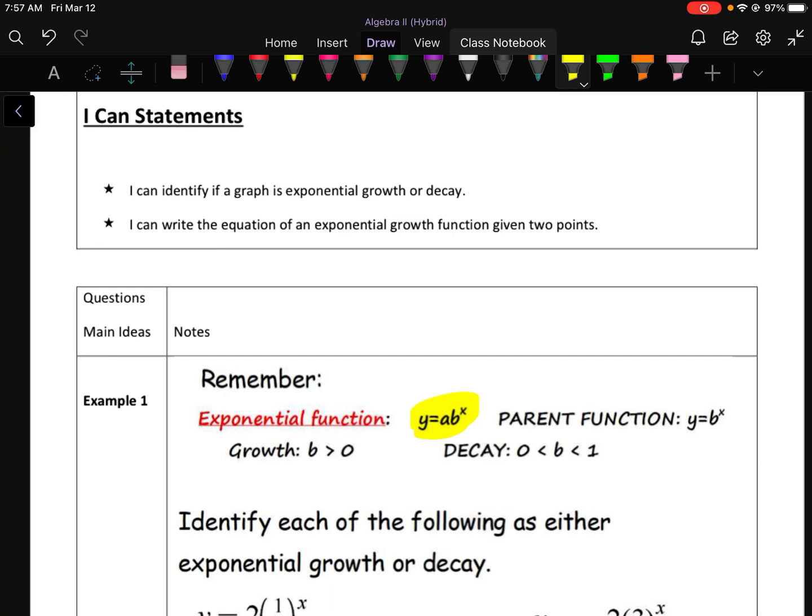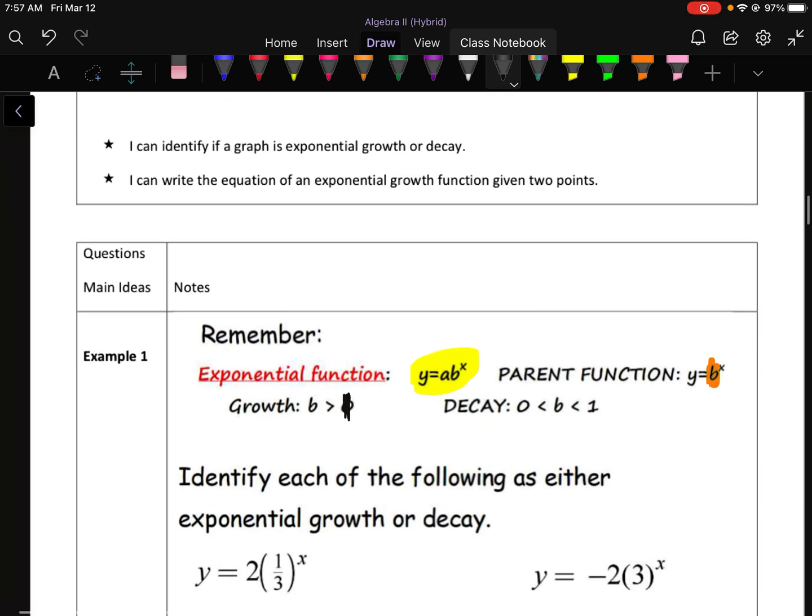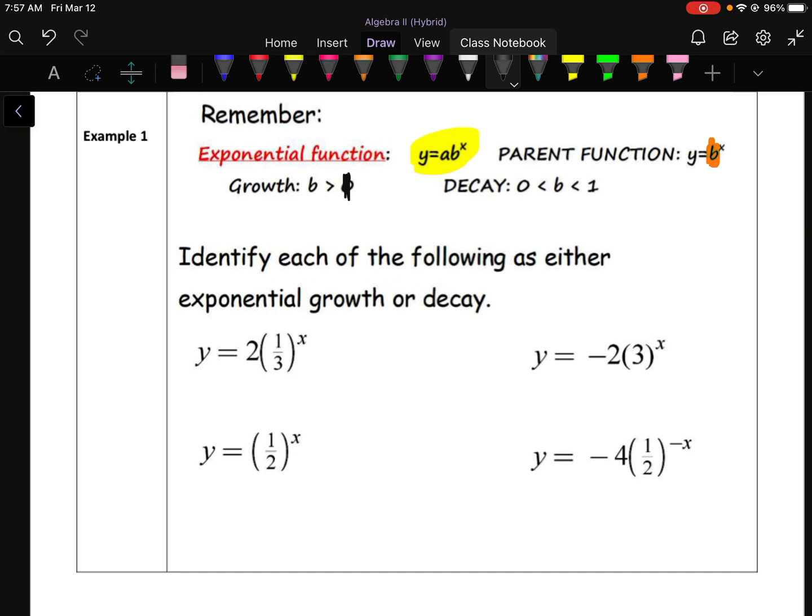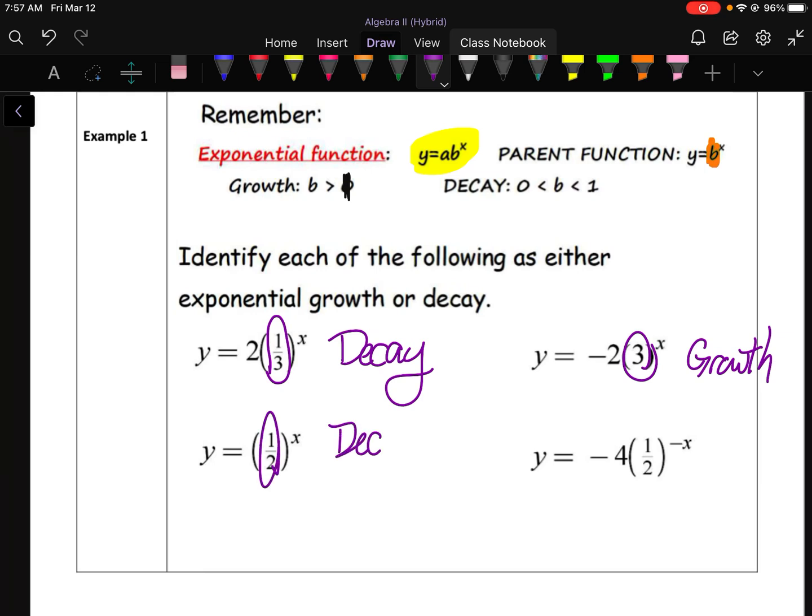The parent function would just be y equals b to the x. If it's growth, your b value, whatever's being raised to the exponent, is greater than 1. If it is between 0 and 1, then it is decay. So identify the following as either exponential growth or decay. You're literally just looking at this number. If it's less than 1, it would be decay. If it's greater than 1, we have growth. Less than 1, so we have decay.